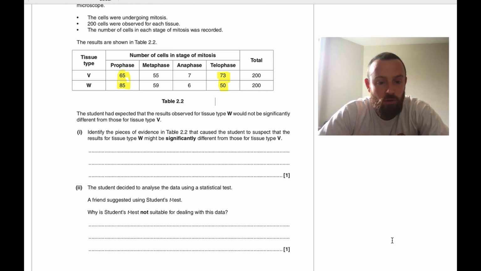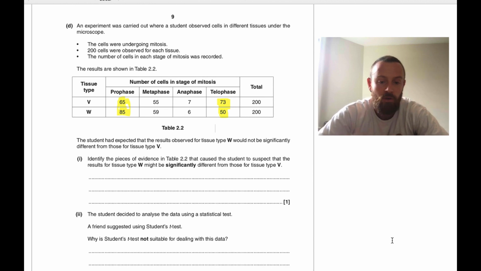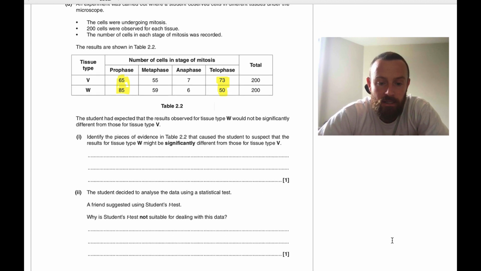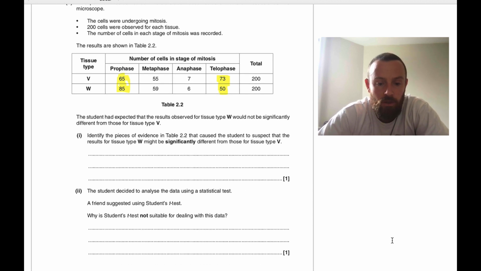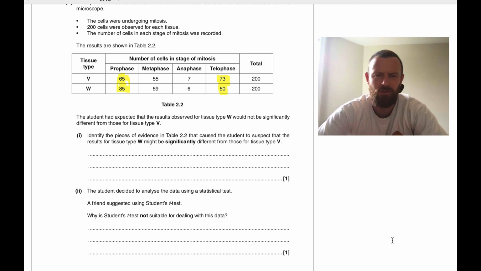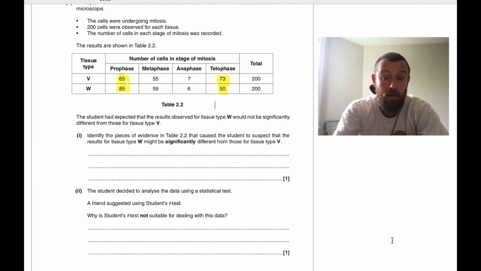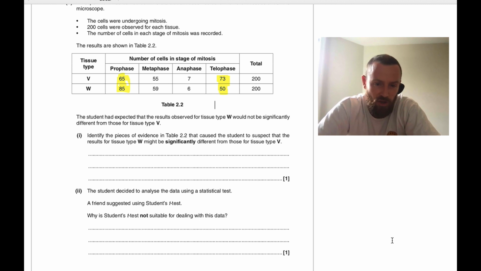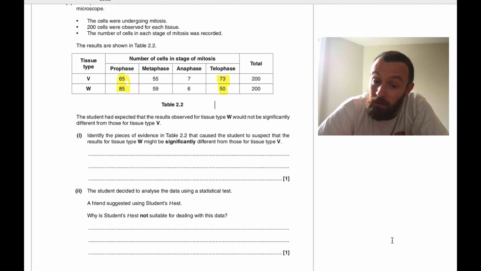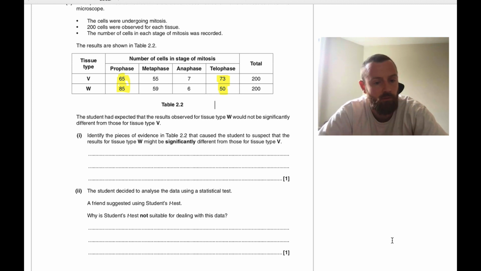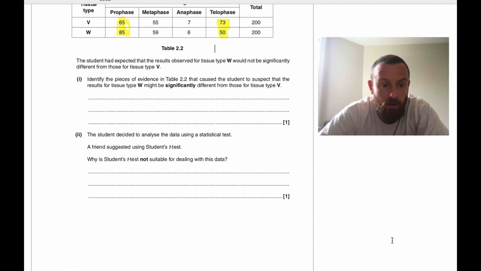Okay, so part 2, D part 2. The student decided to analyze data using a statistical test. They said, do the t-test. But why is this not a good idea? Well, let's think about this. How do you do a t-test? Well, you need the mean and the variance. Do you see a mean and a variance here, or a mean and a standard deviation? No. So there's no mean, there's no standard deviation. The data is not normally distributed as well, you could say. So all of those things would be worthy of the mark.